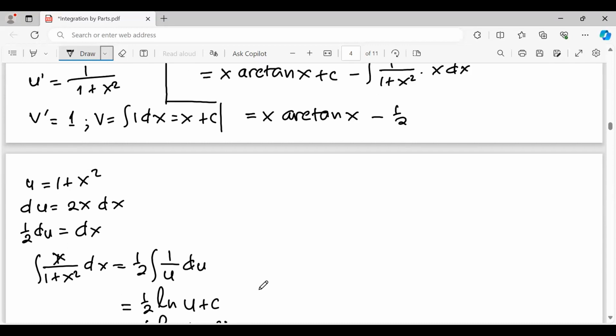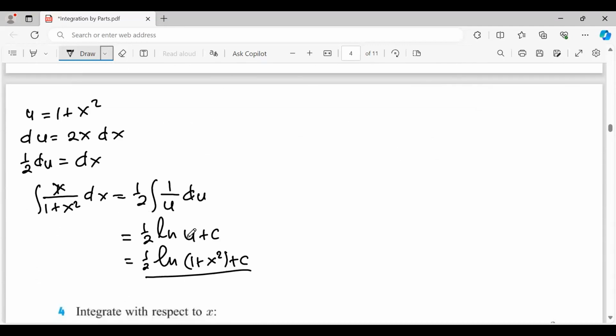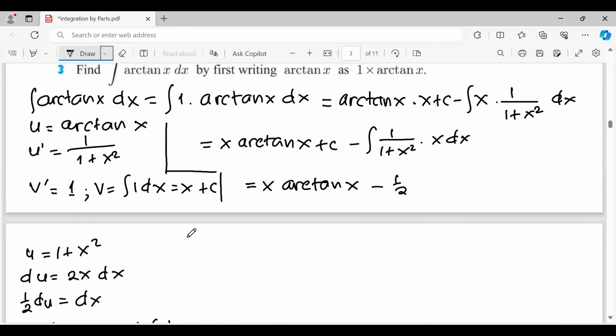So this integration being this one, half ln 1 plus x squared plus c.